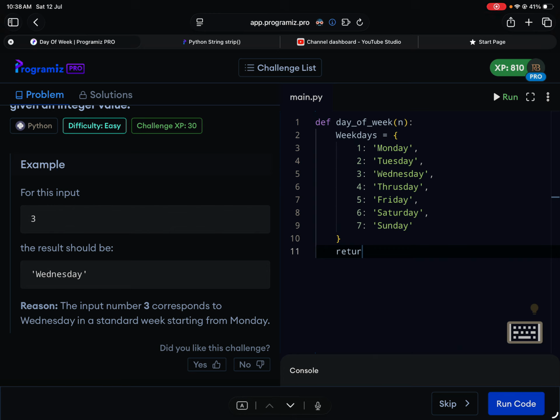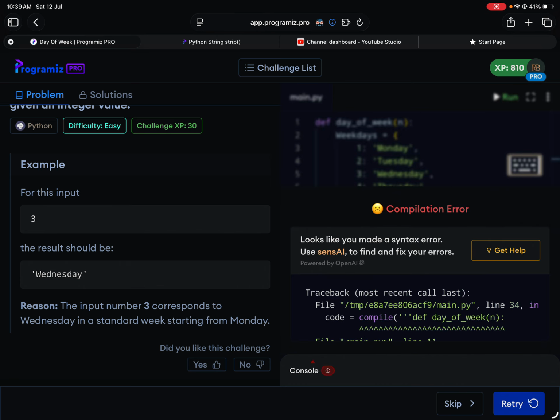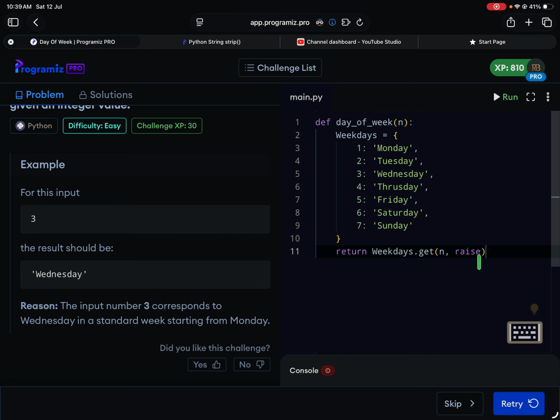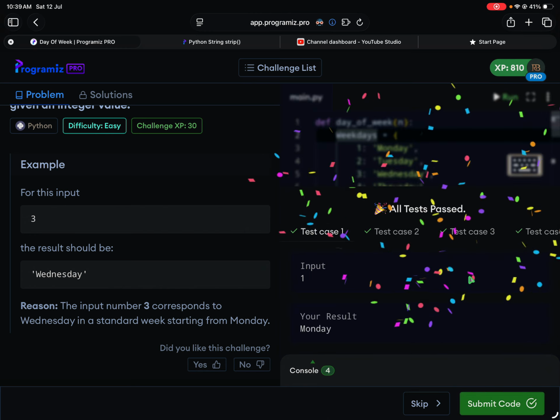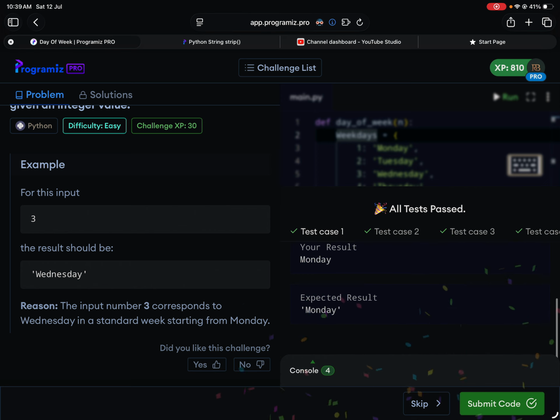All right, so return, and then we simply do weekdays dot get n. Okay, otherwise we simply raise something. Okay, so let's try and run this thing. Okay, of course there is a syntax error. Maybe zero or whatever, right? Or none. So if there is nothing, we simply do that. Okay, so let's try to run this. Okay, seems like our tests are passing, right?